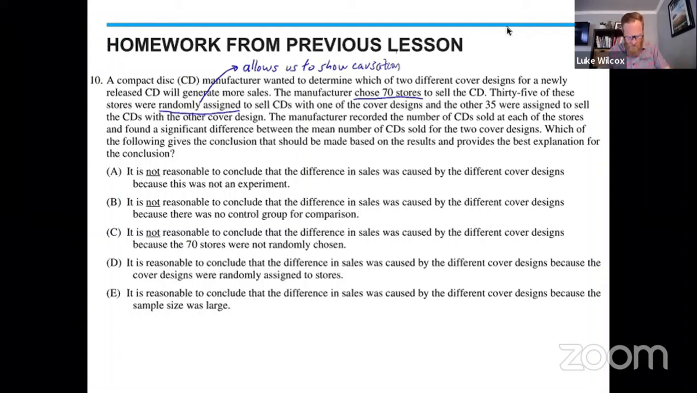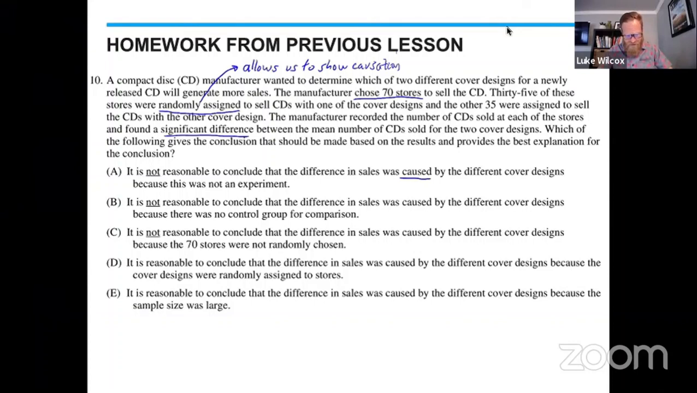All right, to finish up, the manufacturer recorded the number of CDs sold at each of the stores and found a significant difference between the mean number of CDs sold for the two cover designs. Which of the following gives the conclusion that should be made based on the results and provides the best explanation for the conclusion? So if we just look at answer choice A, it says that it is not reasonable to conclude that the difference in sales was caused by the different cover designs.